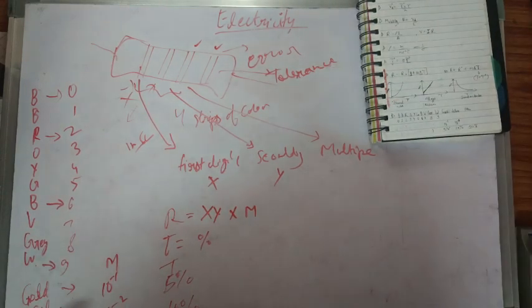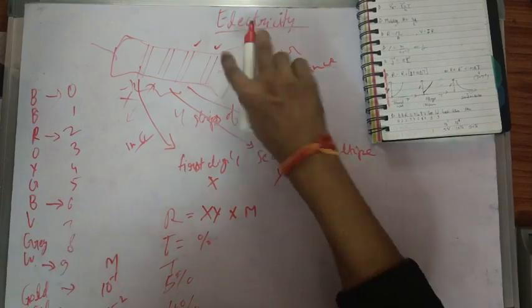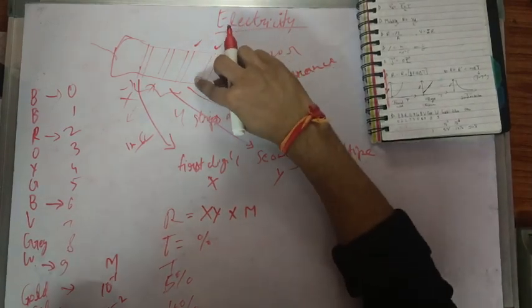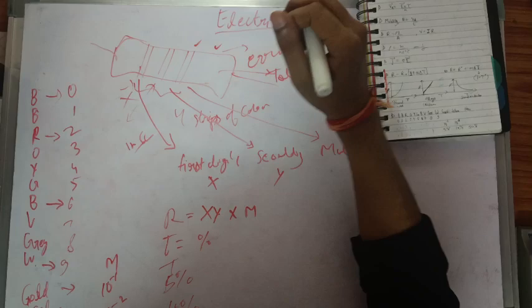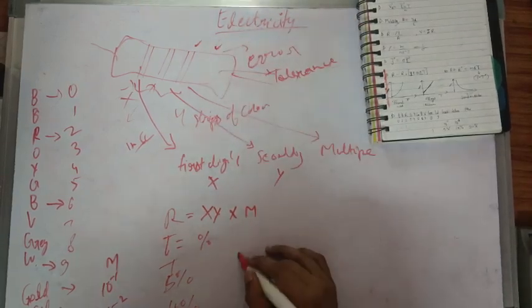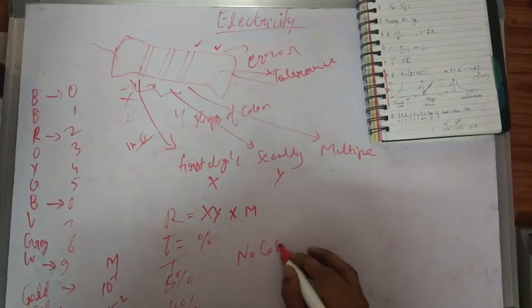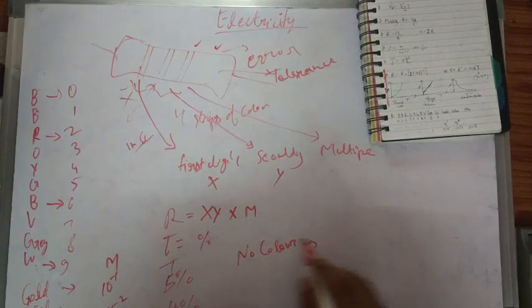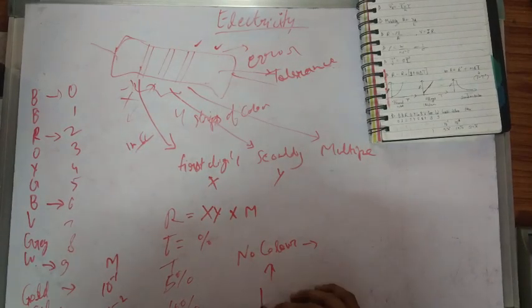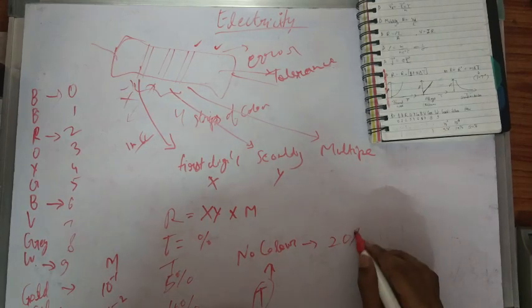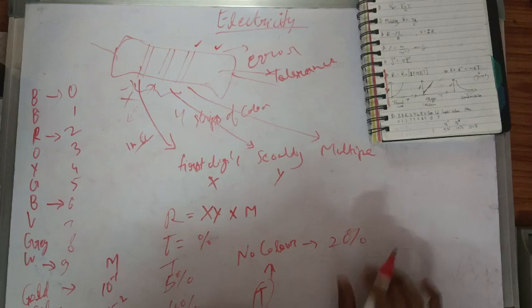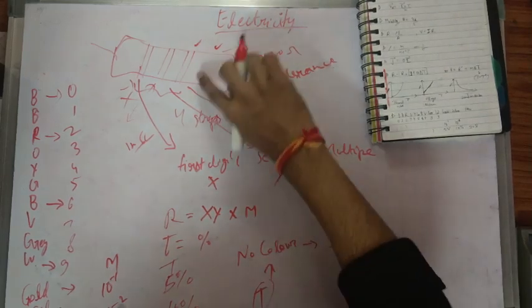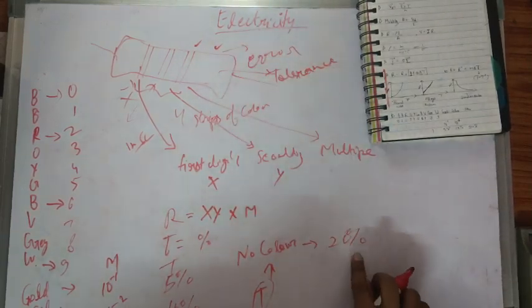And sometimes in some resistors there is no strip here, this is called no color. When there is no strip here, meaning no color, then it only tells tolerance. This doesn't tell any of these. This tells tolerance and it is of 10% error. If there is no color here, then it means 10% error.